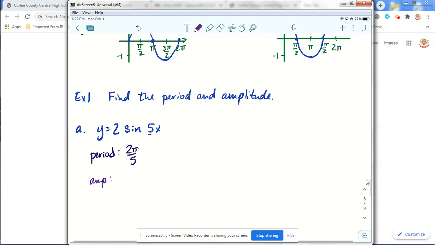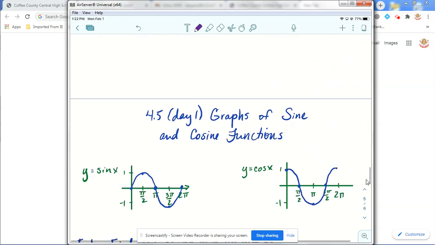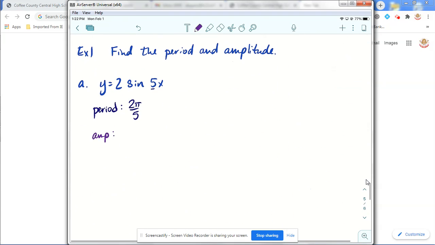Okay. The amplitude is found by the absolute value of the number that is in front of the sine or in front of the cosine. So in this case, that number is 2. So the absolute value of 2 is just 2.